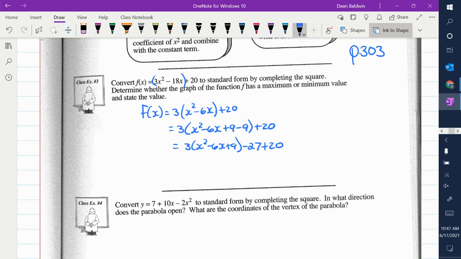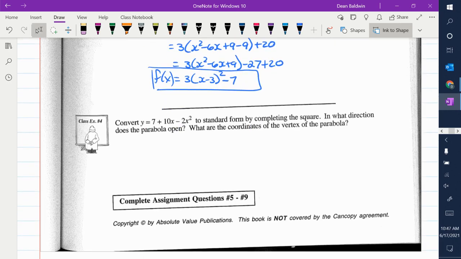Now, factor the brackets. What do they factor to? Negative 3 and negative 3. So x minus 3 all squared. Negative 27 plus 20. Negative 7. And that's your answer. So only 2 things change. One, you have to factor something out at the beginning, the a value. And when you pull the negative out of the brackets, you have to remember to multiply by whatever that a value was. Okay? That's what people forget.